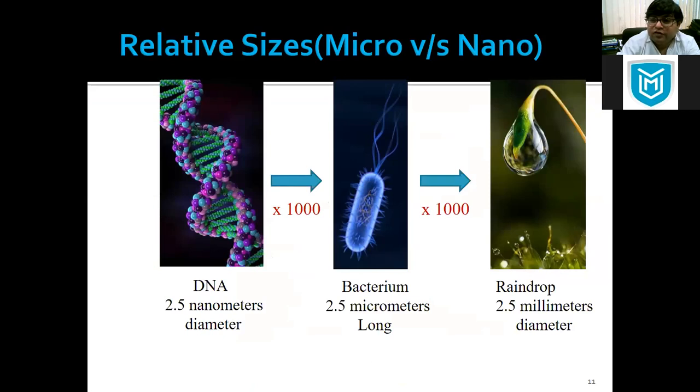So again, if you want to compare DNA, then if you magnify DNA by 1,000 times, you will get one bacteria. And if you magnify bacteria 1,000 times, then you will get one water droplet. So it is almost 10^6 times. So DNA to water droplet, there is a 10^6 magnification.